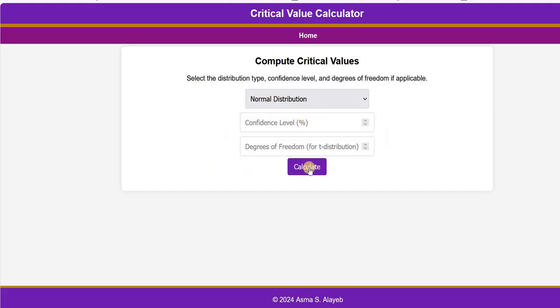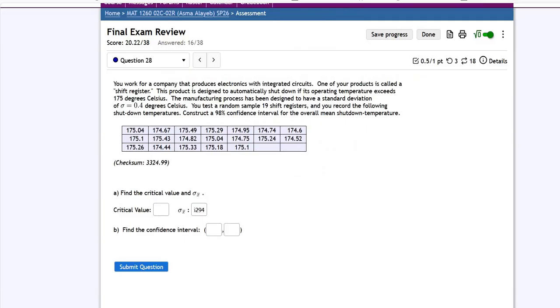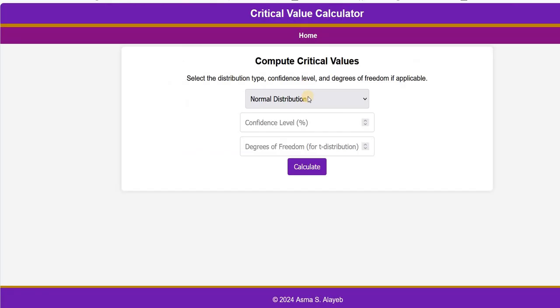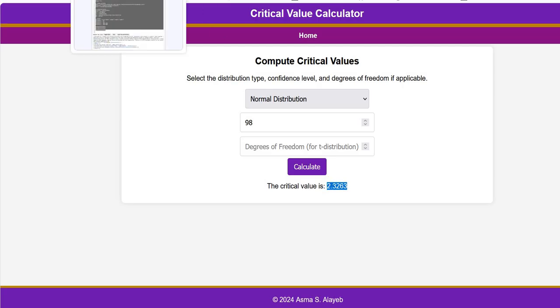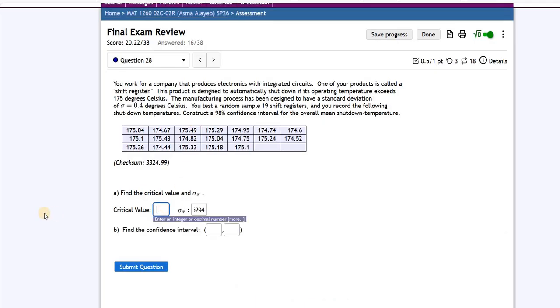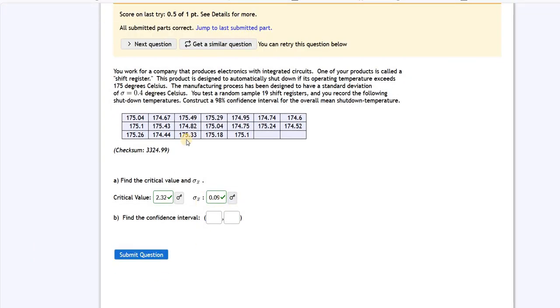So normal distribution. Okay, so this is the normal distribution, and I know that the level of confidence is 98. That's all I need. I don't need the degrees of freedom, so I'm going to calculate that, and that is basically the critical value. I'm just going to plug it in here, and I can double check my answers before proceeding.